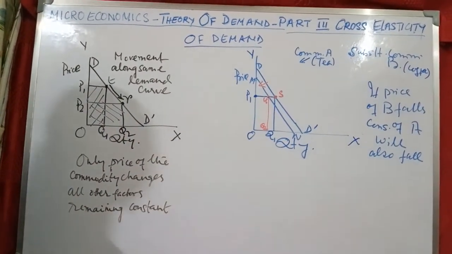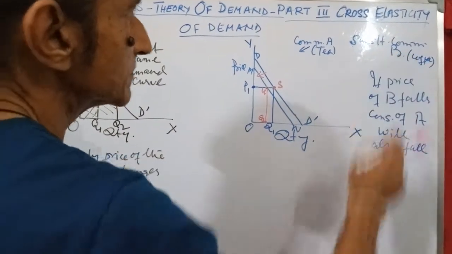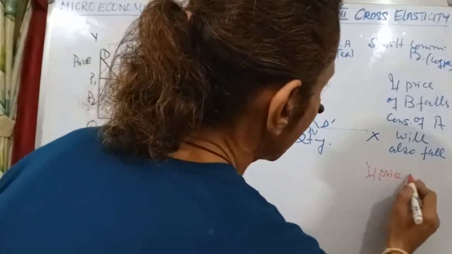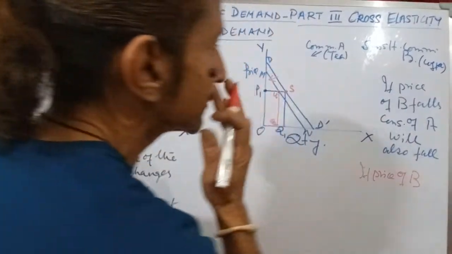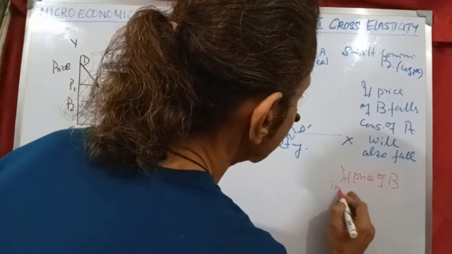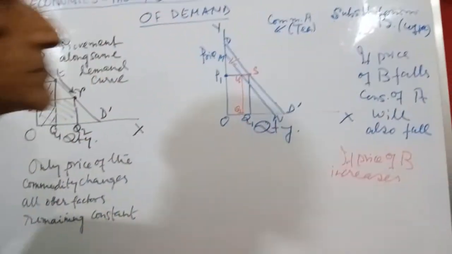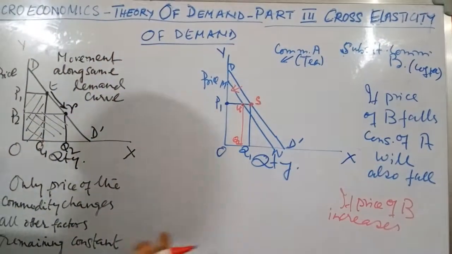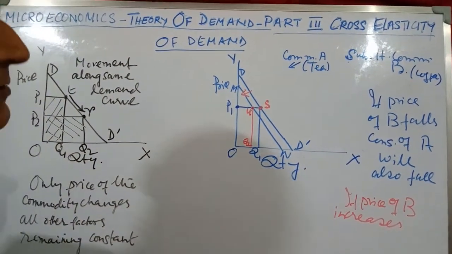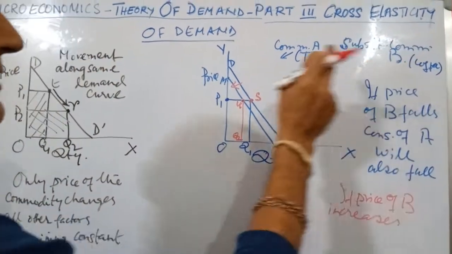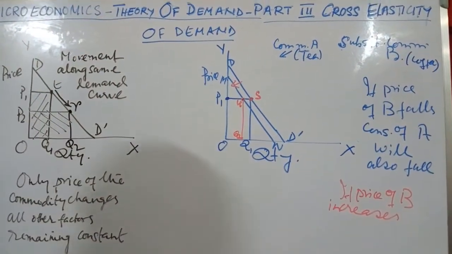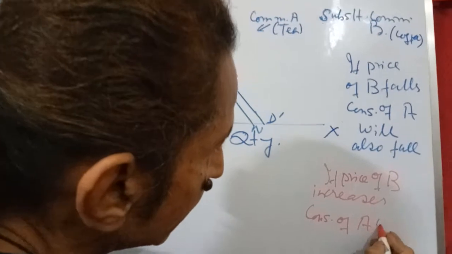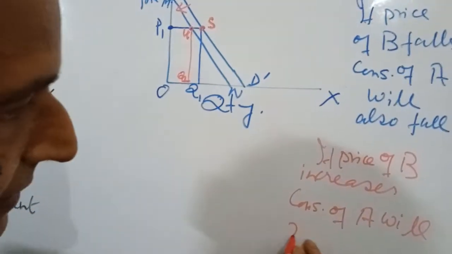And if price of coffee increases, if price of B, the considered coffee, if price of B increases, what will happen? Since A and B are substitute commodities, the consumers will reduce consumption of B and increase consumption of A. So if price of B increases, consumption of A will rise.